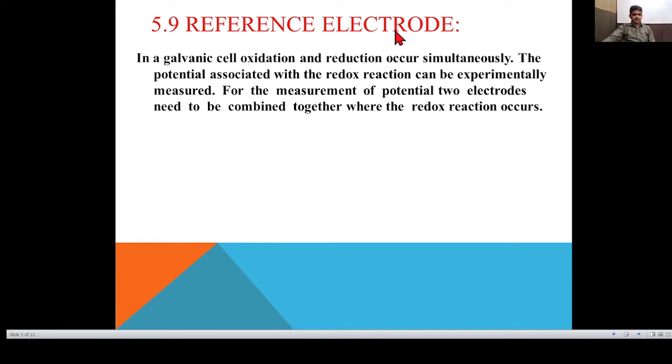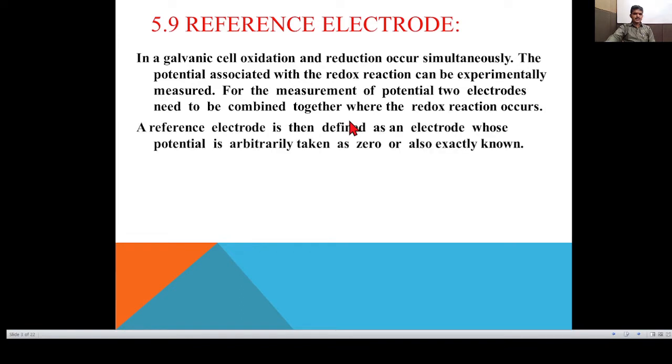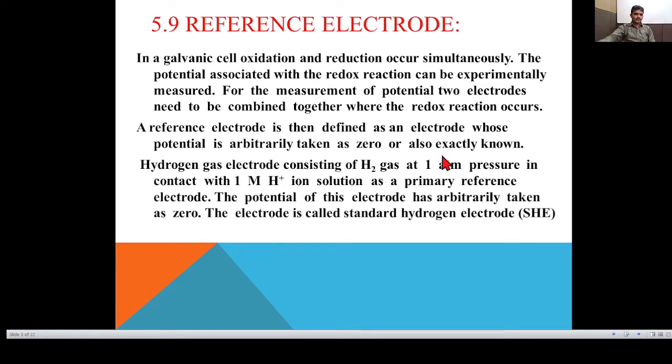What is a reference electrode? We know that in the galvanic cell, oxidation and reduction occur simultaneously. The potential associated with the redox reaction can be experimentally measured. For the measurement of potential, two electrodes need to be combined together where the redox reaction occurs. A reference electrode is then defined as an electrode whose potential is arbitrarily taken as 0 or is exactly known.